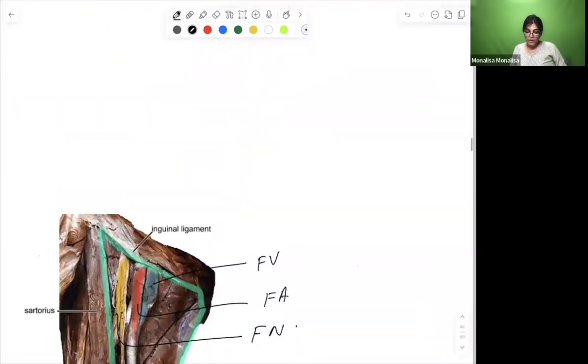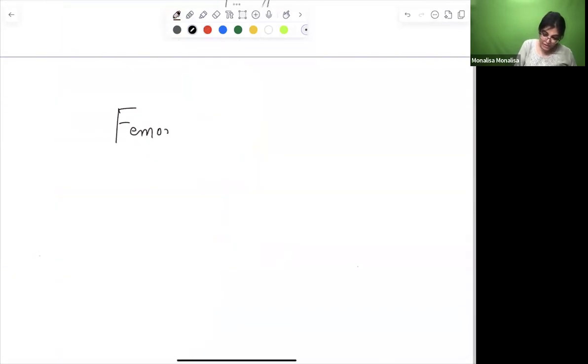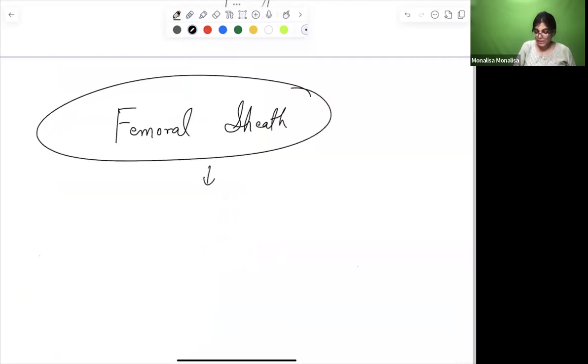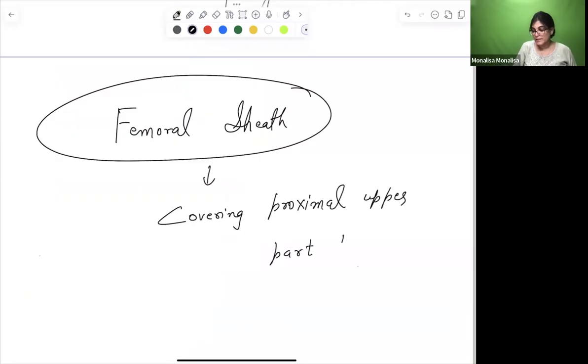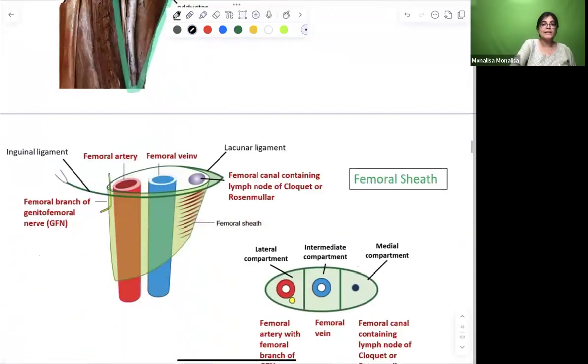Now, coming to the femoral sheath. If I talk about the femoral sheath, you already know what it is. The femoral sheath is covering the proximal upper part of the femoral vessels. So in this diagram, you can see the sheath and its content.